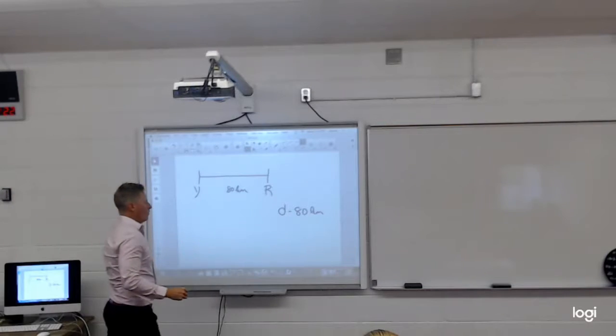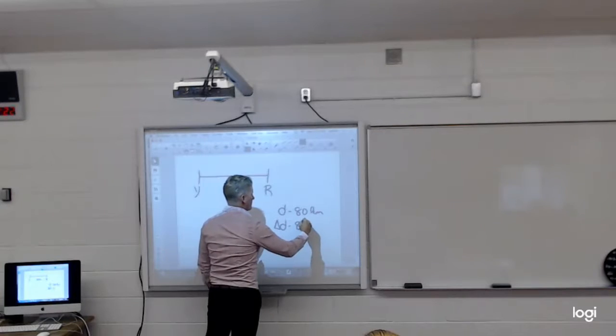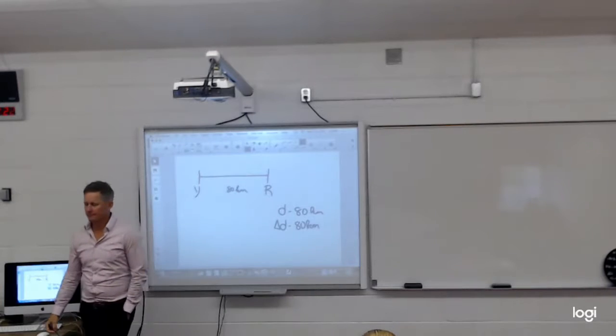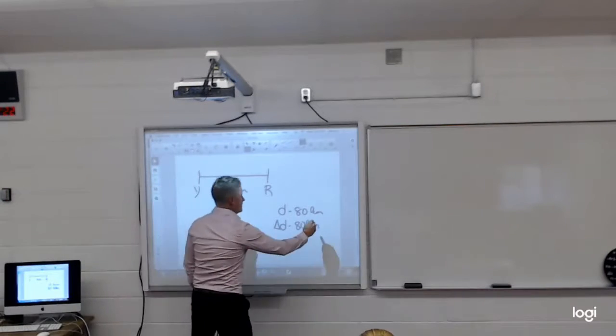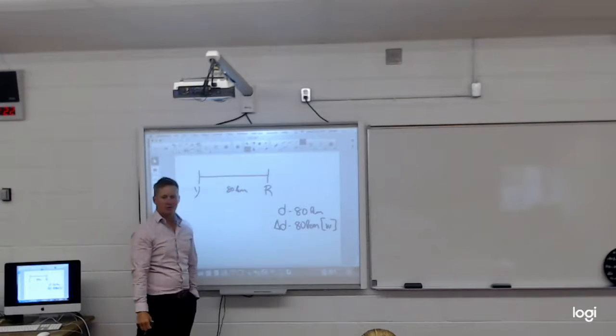Now if I ask you, what is the displacement? 80 kilometers. 80 kilometers south or whatever direction. West. What is it? West. 80 kilometers, and then you have to add west to it. Okay, so far so good.